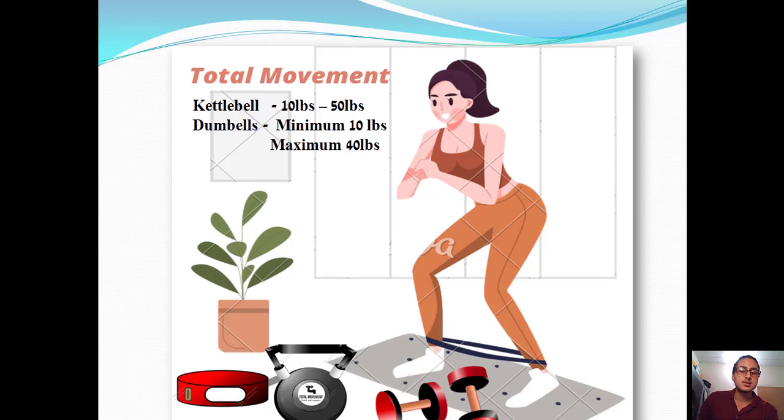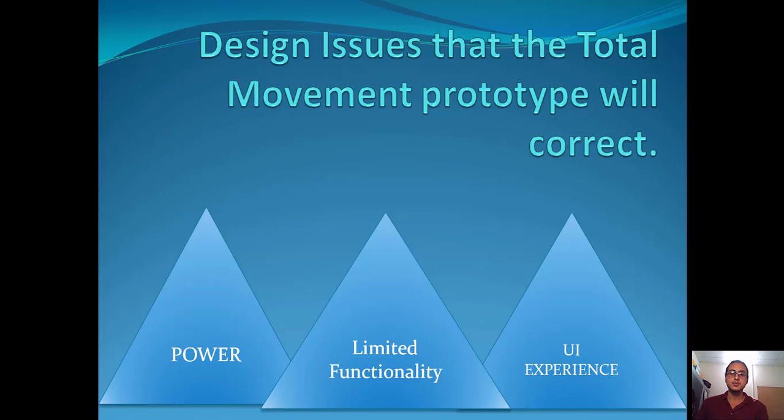Here's an illustration of the Total Movement equipment being used within this person's fitness workout. We have here the kettlebell breakdown. You have a selection of 10 pounds to 50 pounds, and on the dumbbells you have a minimum of 10 pounds to a maximum of 40 pounds selection. Design issues that the Total Movement prototype will correct. Well, for one, it will be power, limited functionality, and user interface experience.